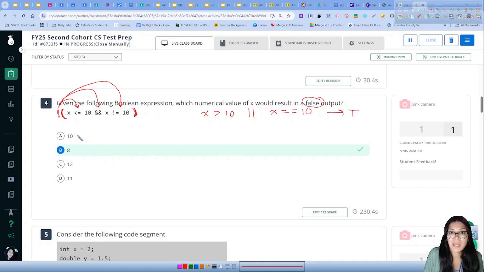So 10 is greater than 10 or equal to 10, 12 is greater than 10 or equal to 10, and 11 is greater than 10 or equal to 10. 8 is the only one that is not, right? So since 8 is not going to make the statement true, that means that that statement is false. So the answer is B.